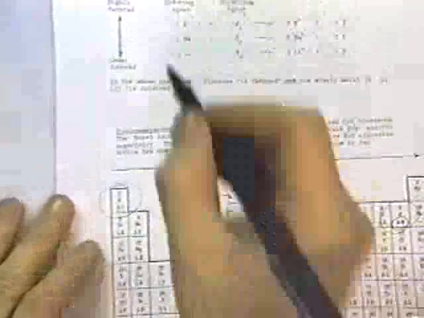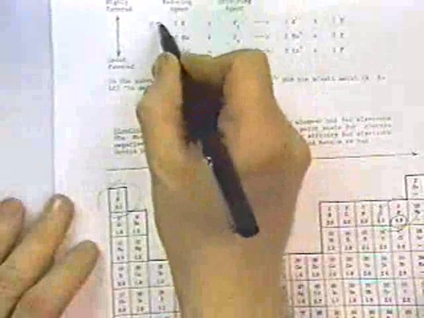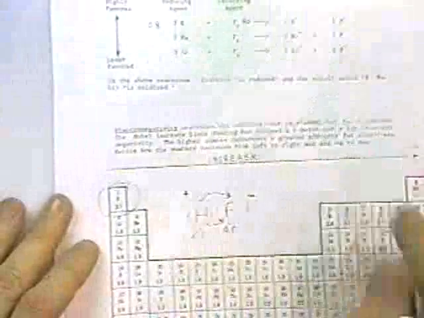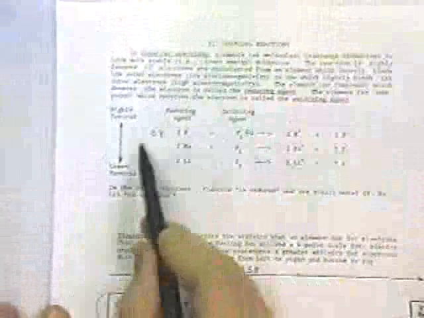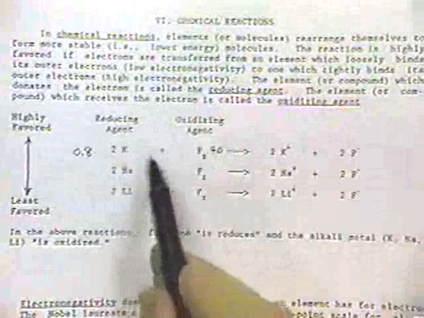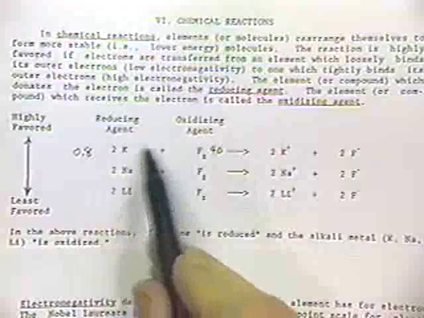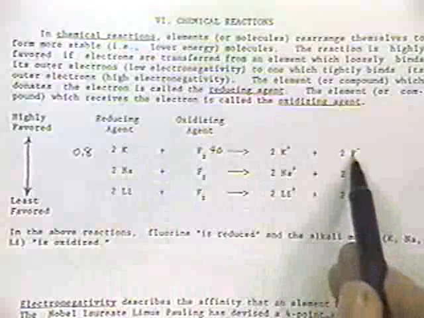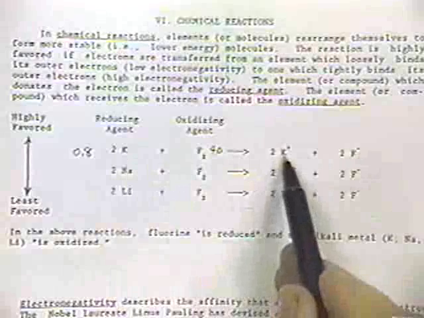with potassium, which is right here. It has 0.8. So this is 0.8, and fluorine is 4.0. There is a very, very large difference in these electronegativities. So this is an ionic reaction. The electrons in the potassium are stripped away and added to the fluorine, which takes on a negative charge, and the potassium stays behind as positive.